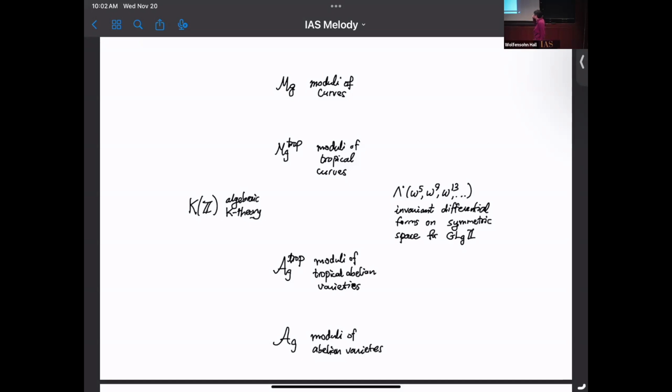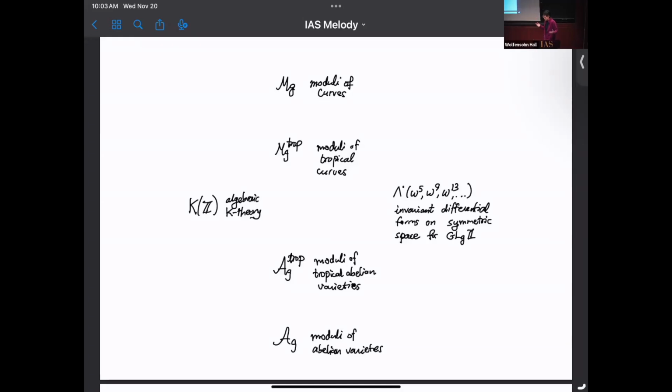So this paper involves tropical moduli spaces of curves and abelian varieties. But it also has something to say about fundamental constructions in algebraic K-theory, and indeed these shall be related to tropical moduli spaces. And then also in the background, and possibly of interest to the physics-oriented portions of this audience, is a whole story about invariant differential forms on symmetric spaces like the positive definite cone. These will be secretly the source of some cohomology classes in the tropical moduli spaces.